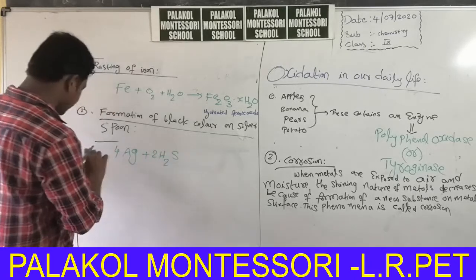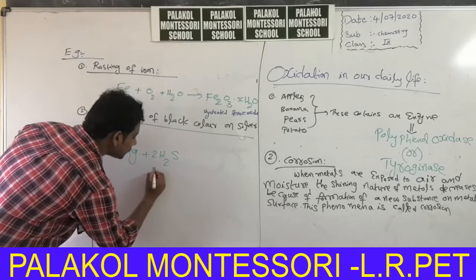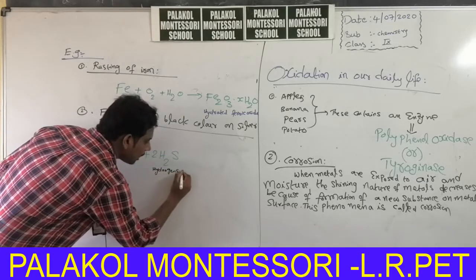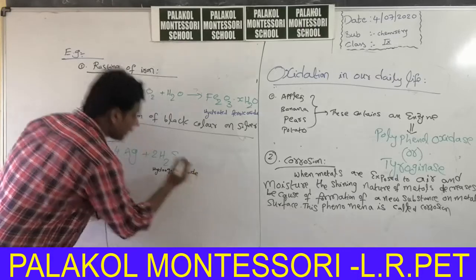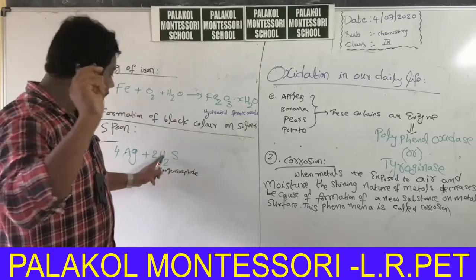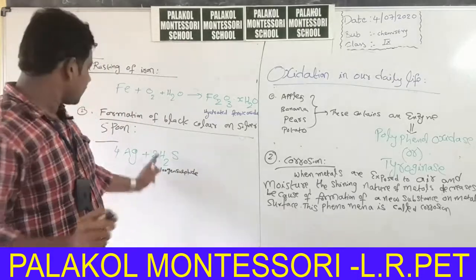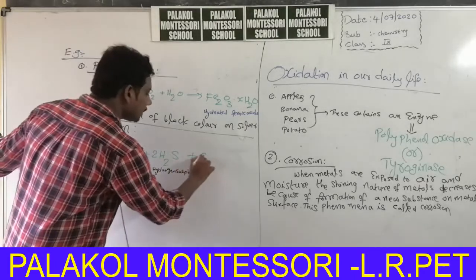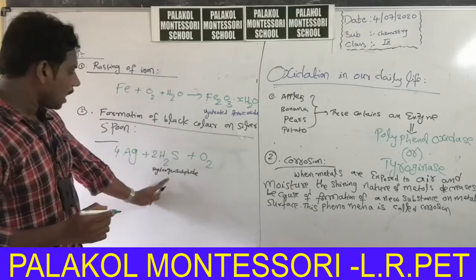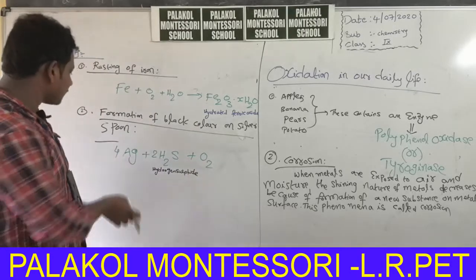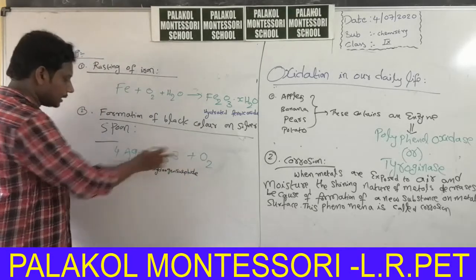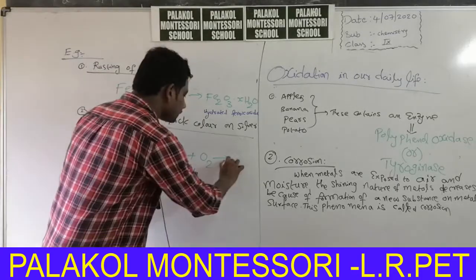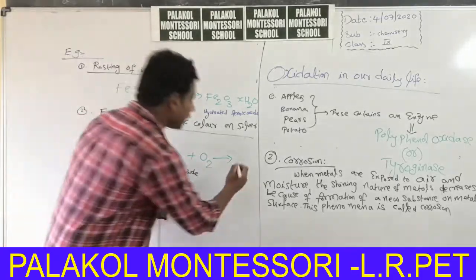hydrogen sulfide. Its name is hydrogen sulfide. It is also present in the atmosphere in very trace amounts. Silver reacts with hydrogen sulfide along with oxygen. 4 and 2 are stoichiometric coefficients. When these three react, a new product is formed.